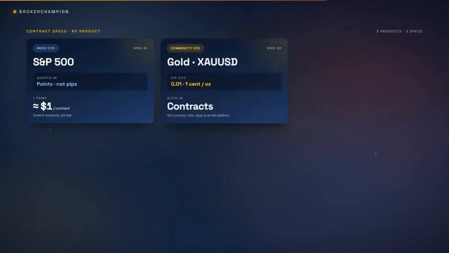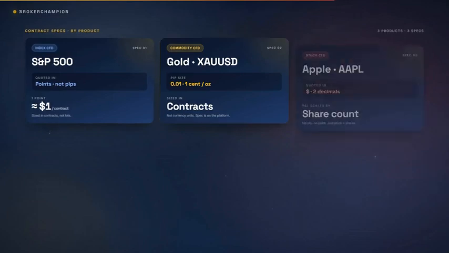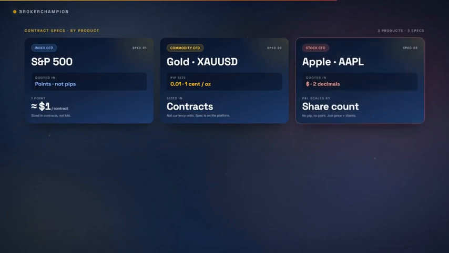Gold. 1 pip is often 0.01, a 1 cent move per ounce. Sized in contracts again, not currency units. Apple stock CFD, quoted in dollars to 2 decimal places. Your P&L scales directly with share count. No pip, no point, just price times shares.